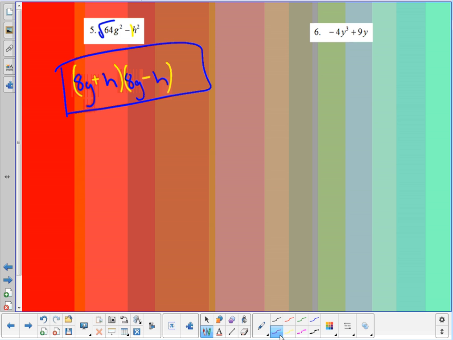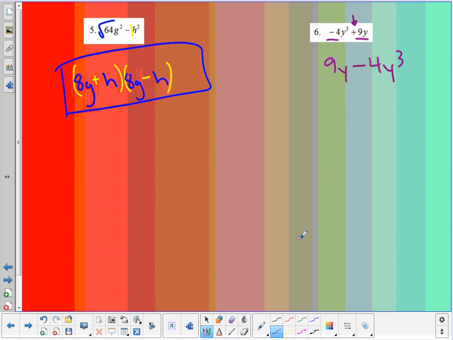Now, there's a couple things going on here. I don't have subtraction in the middle, but I do have this term that's positive and that term that's negative. So this can really be written as 9y minus 4y to the third. Now, I do have a positive in front and subtraction in the middle.